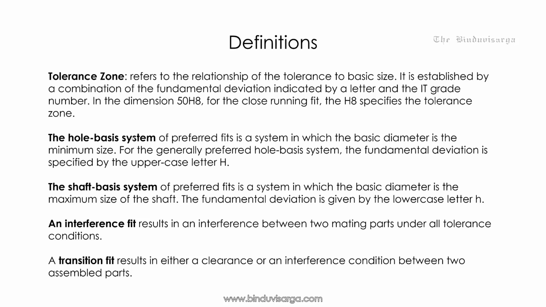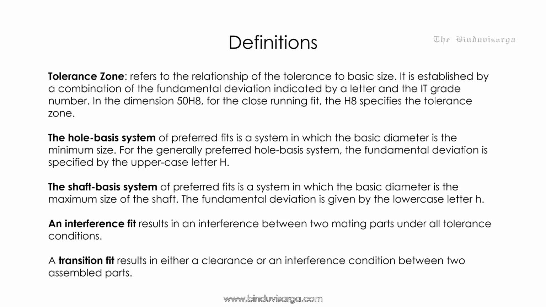So more definitions now. Tolerance zone refers to the relationship of the tolerance to basic size. It is established by combinations of the fundamental deviation indicated by a letter and the IT grade number in the dimension 50H8 for the close running fit. The H8 specifies the tolerance zone.